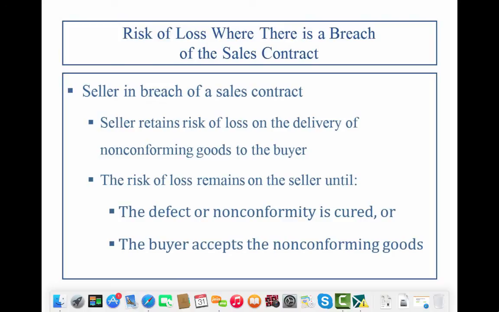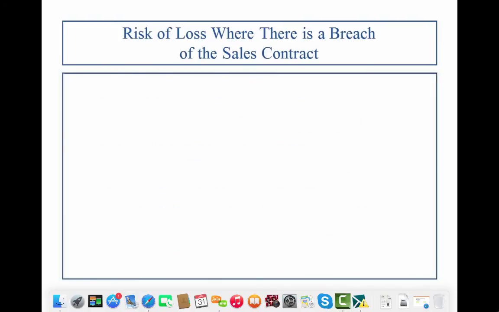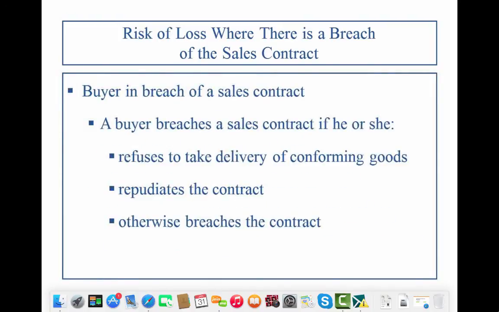Or the buyer says, doesn't matter, I'll accept it anyway, right? So you can always negotiate a different rule. However, the UCC simply says, under a bright line rule, risk of loss will never pass from a seller to a buyer if the seller is in breach of contract when it ships the goods. And the flip side of that rule applies as well. If the buyer is in breach of contract, meaning, and how can a buyer breach a contract?